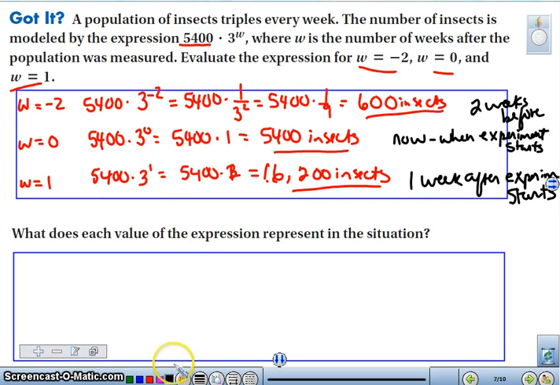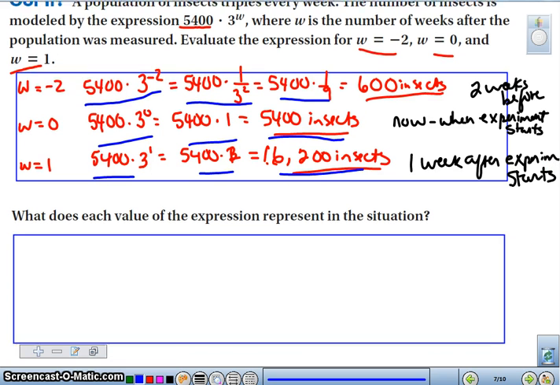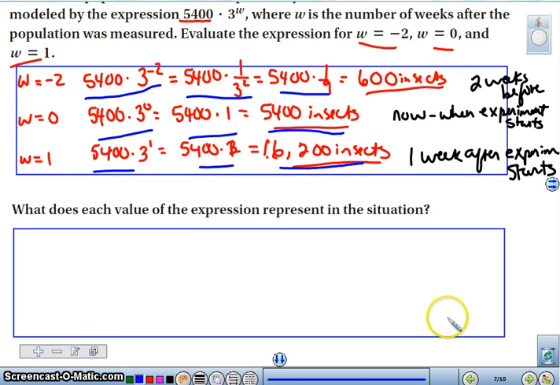I want you to look at the work that I did, showing the multiplication, showing what you multiplied by to get your answer. Each one of these steps is very important that you put down, and then explaining what it meant. This is now when the experiment had started. This is 2 weeks before the experiment. This is 1 week. Look at all those insects after the experiment started. So it's very important, if you need to pause it again so that everyone has time to write this down.